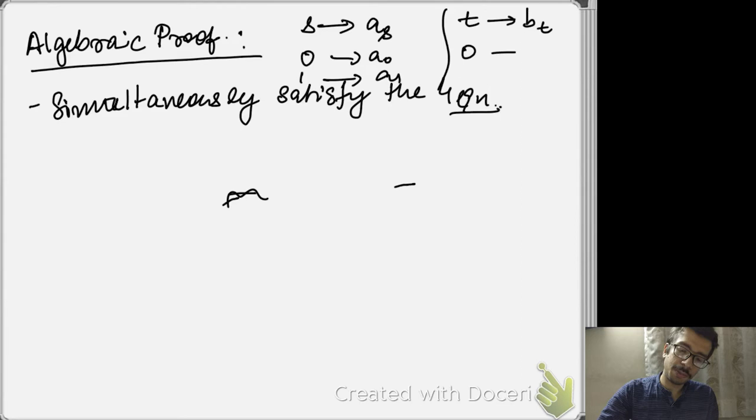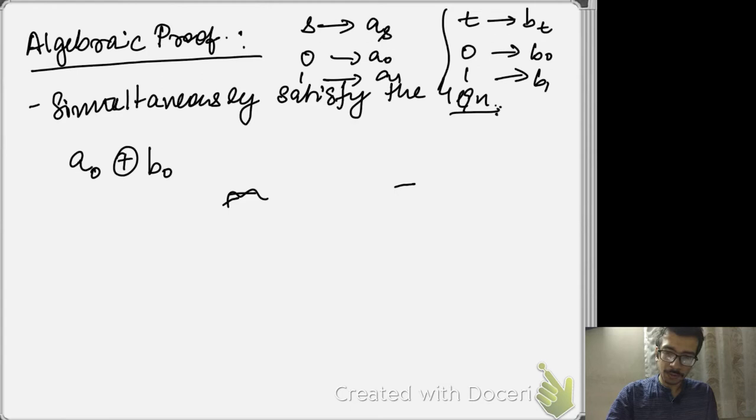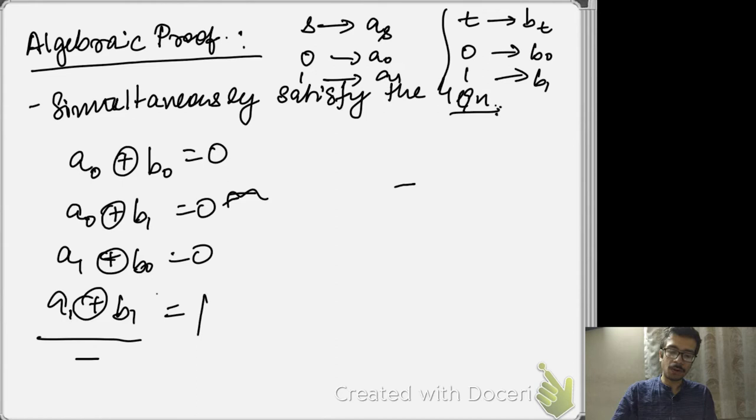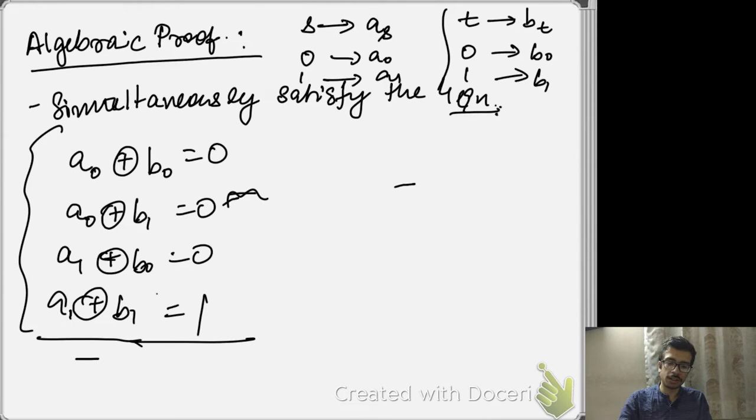And suppose we want to win all four cases simultaneously, then we need to simultaneously satisfy the following four equations. Firstly, when both inputs are 0, then the XOR must be 0. When the first input is 0 and the second is 1, then XOR still must be 0. When the first input is 1 and second is 0, then XOR still must be 0. But when both the inputs are 1, then I would want A1 XOR B1 to be equal to 1. So let's see, does there exist a simultaneous solution to these four equations? And the answer is of course no.